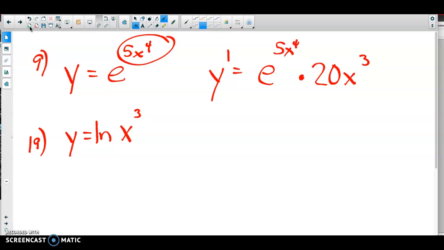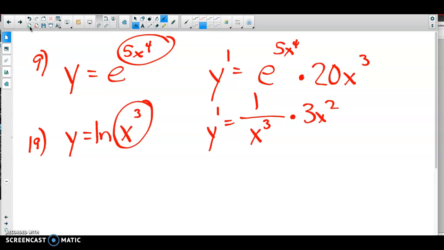Let's go on to number 19, which is y equals ln of x to the third. So the ln is the outside function, so I'm doing that first. Equals 1 over x to the third times the derivative of the inside, which is 3x squared. You can leave it just like that. If someone did simplify it, they would get 3 over x. It will often simplify down pieces like that.